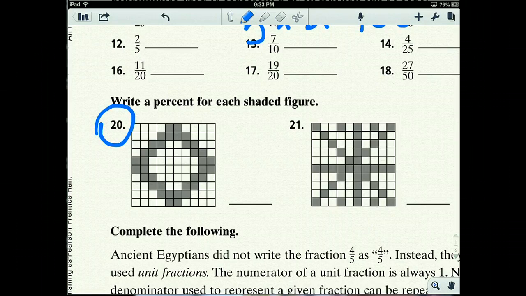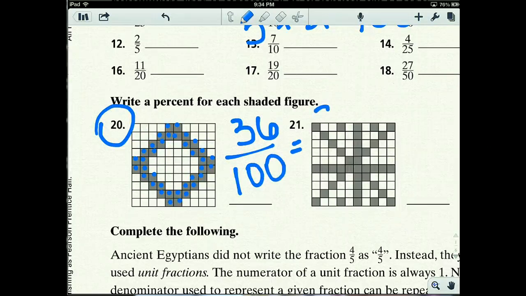Okay, so you should have counted how many shaded squares we have. I counted 36, and it is out of 100. So to show my percent, I would write 36%.